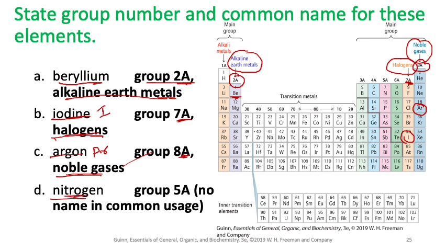The last, not the least, is nitrogen. If you can see over here, nitrogen is over here. Which group number does nitrogen belong to? 5A. But there is no special name for this group number, right? So that's why we normally write no name in common use. So we usually say group 5A element, right? There's no special name like noble gas, halogens, or alkaline earth metal, alkali metals. Nothing is given for that group number. Okay, so this is how you do this problem. Let's go to the next slide.